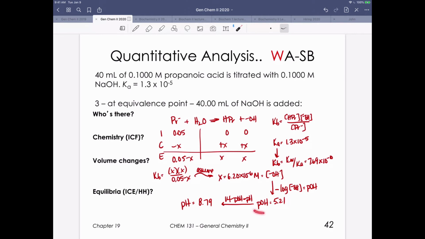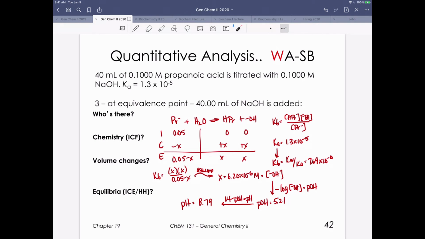So that should be a reminder that that's not right in terms of a pH. But again, seeing that my X was equal to hydroxide concentration, negative log of that is pOH. So to convert that to pH, I can do 14 minus that.